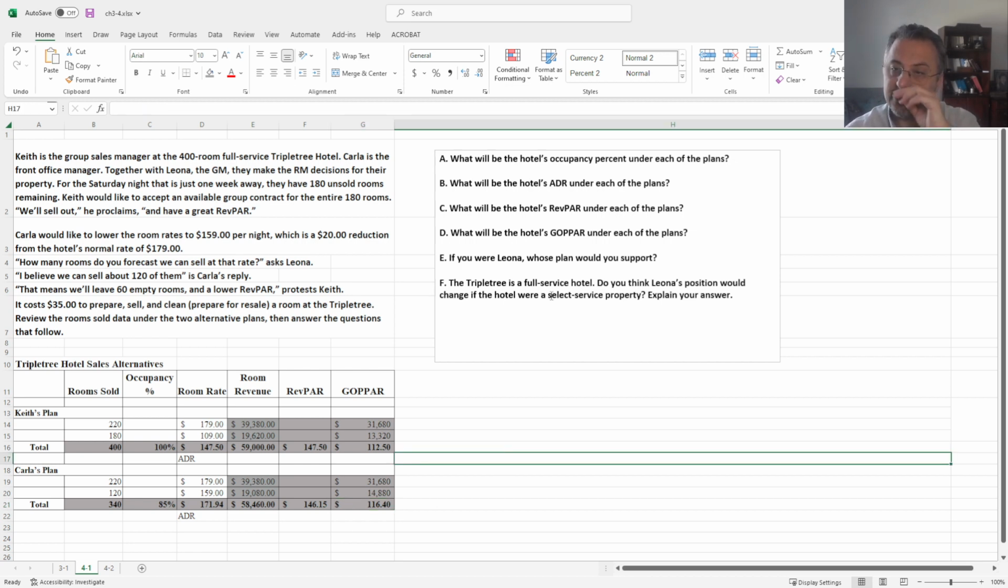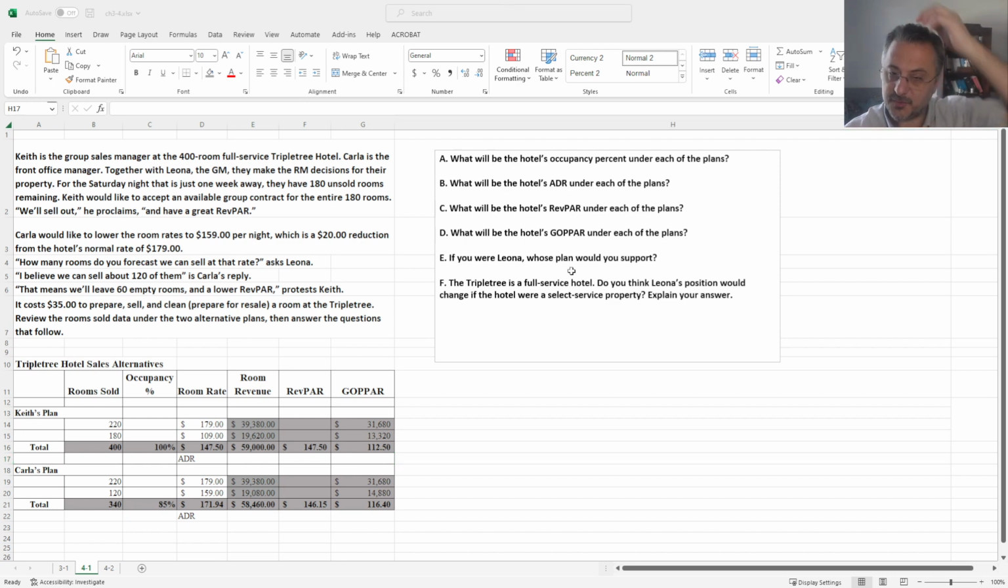The Triple Three is a full service hotel. Do you think Leona's position would change if the hotel were a select service property? Explain your answer. Now, there are things you have to consider in revenue management, especially in select service versus full service. In full service we have many other opportunities to sell, right? For example, food and beverage. You might have a restaurant, you have a bar, and there are other revenues, spa, meeting space, and so on. So you need to consider them as well.